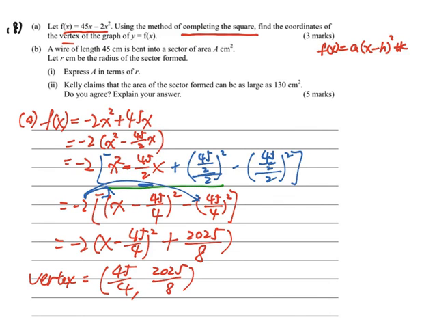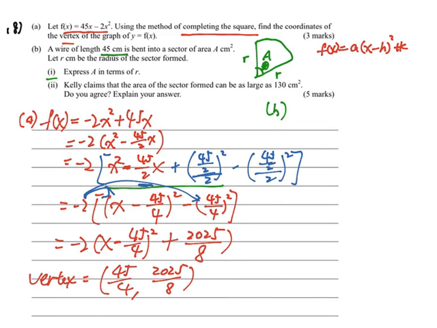Next, part B. For part B, a wire 45 cm will bend into a sector like this. The area is A, and then the radius is R, and for example we let this one be theta. For B1, we expand A in terms of R.